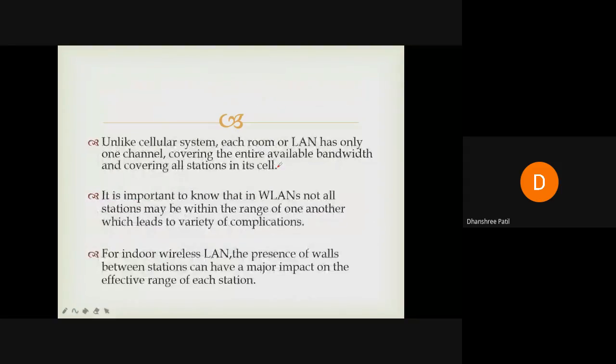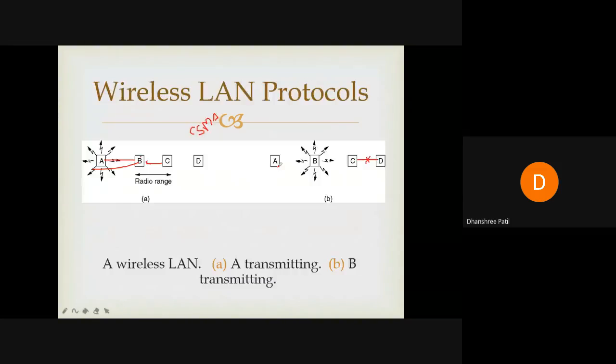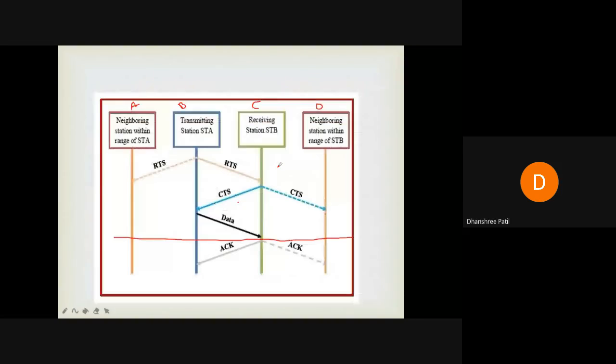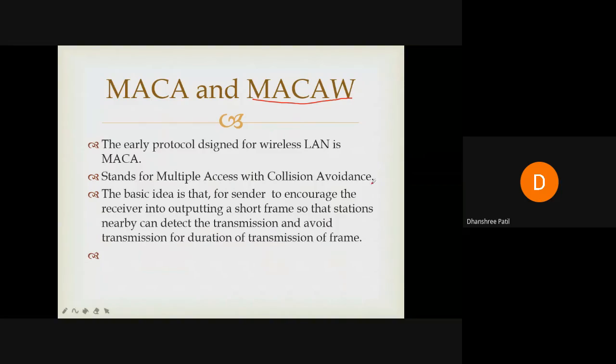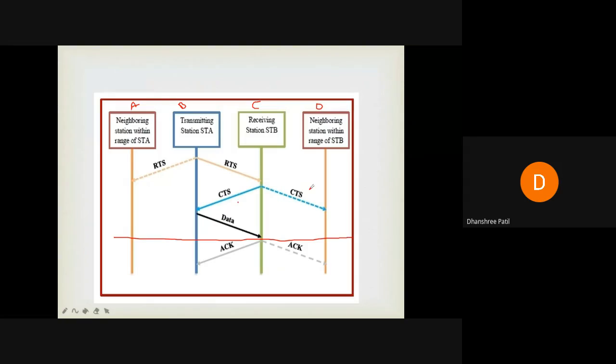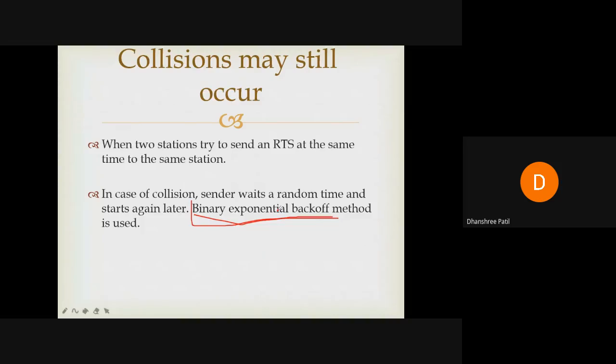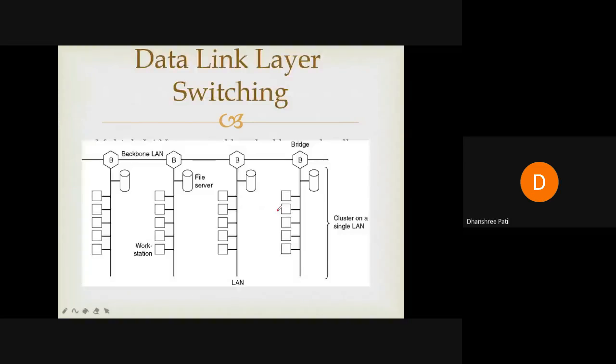The remaining part is important. This one, wireless LAN, is frequently asked. So all the remaining are important. MACA, MACAW: for these two protocols you can use this diagram only, and you can explain both from the same diagram, because the only difference is the acknowledgement, nothing else. So by using this diagram, you can explain both the protocols simultaneously. And this is also important.